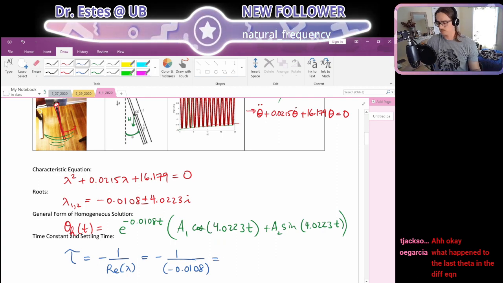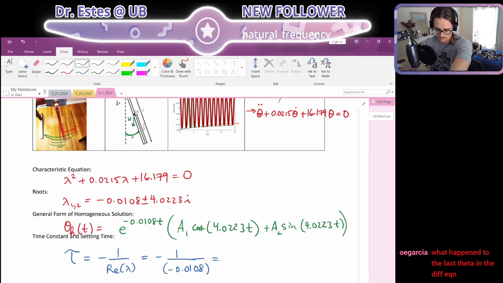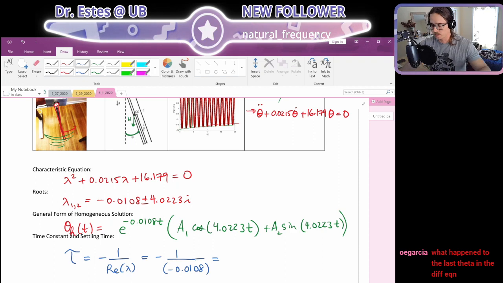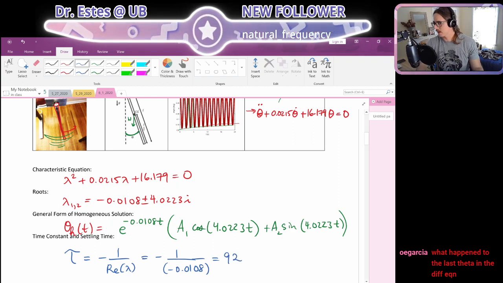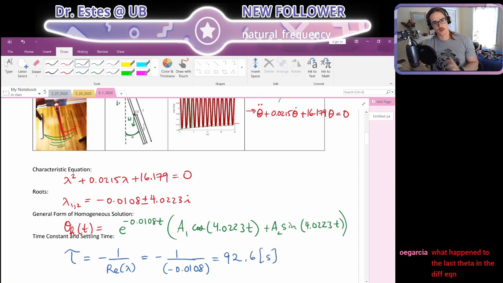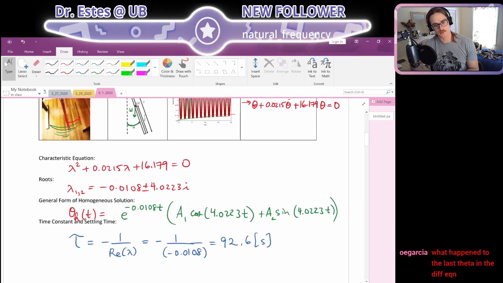Let's figure out this number. I'm going to bring it over into MATLAB. So 1 divided by 0.0108. Oh, buddy. That's 92.6 seconds. Now, we didn't actually calculate this last time, but you could ask yourself, how long does this pendulum take to finally come to rest? Well, that's what the settling time is for.